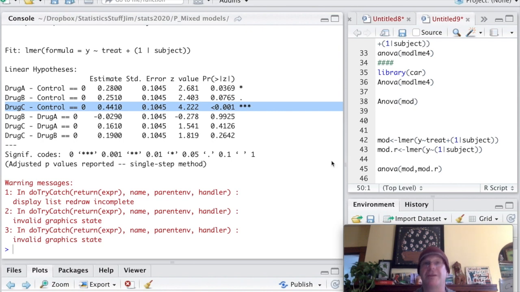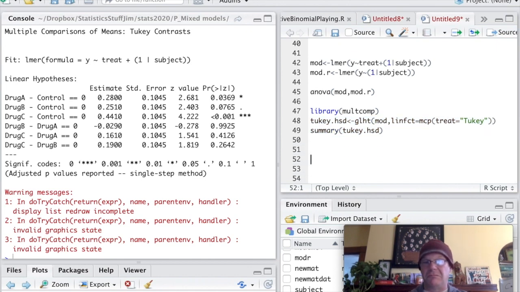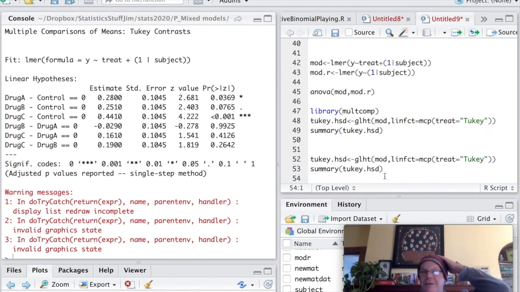There's a pretty good chance if we were actually analyzing these types of data that the Tukey probably isn't the most appropriate test to do, because we might just be simply interested in whether or not any of these drugs are better than the placebo, than the control group. And if we wanted to do that, then we could set it up as a Dunnett's test.